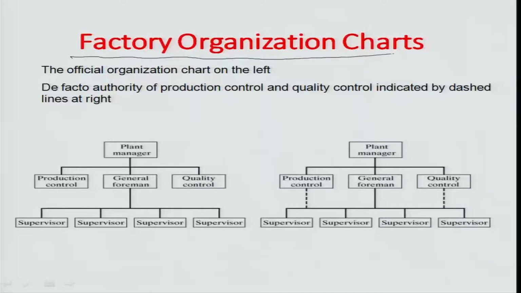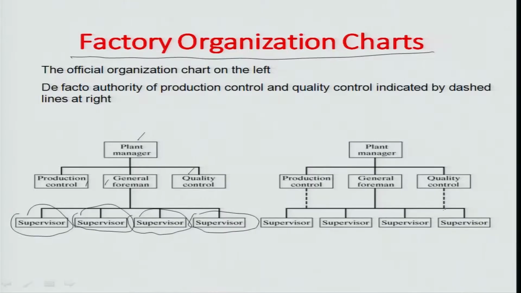And typically a factory organization chart, which is prepared based on the line and staff organizational framework, is represented here. So, you can see a plant manager controlling a general foreman, a production control man, or a quality control man, and the general foreman looking into different supervisors, each of whom has different work domains which would typically produce something that a shop or a plant is producing.